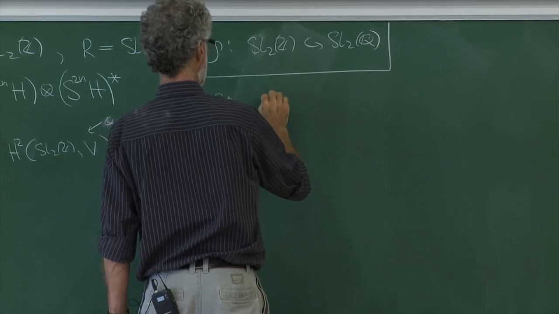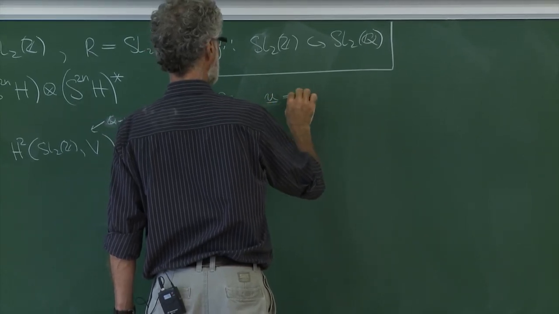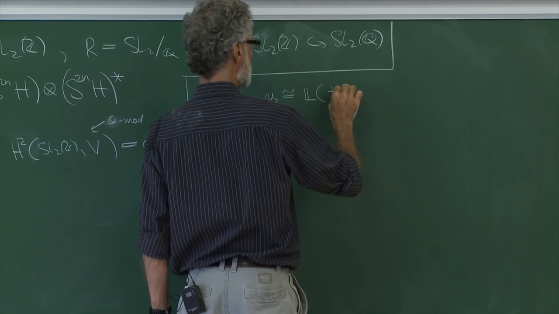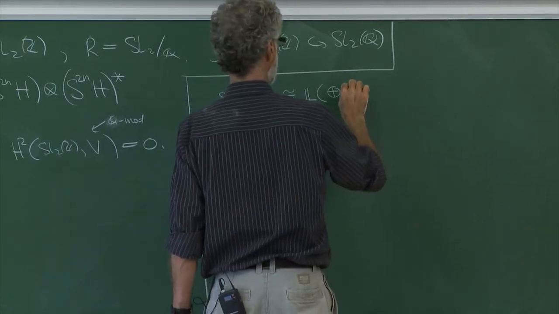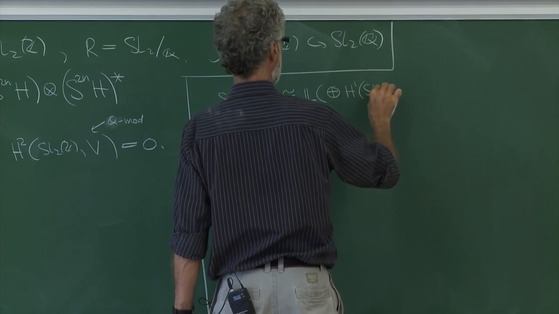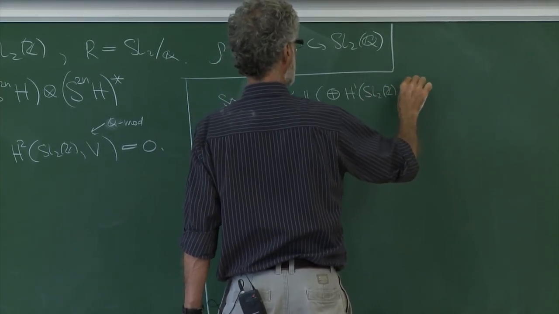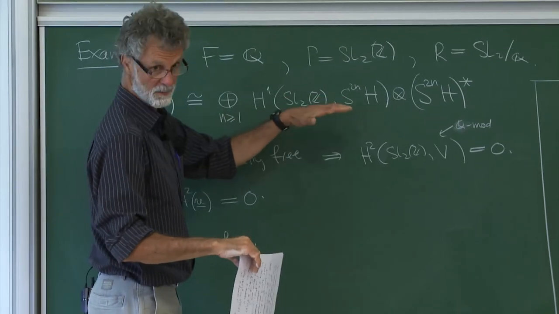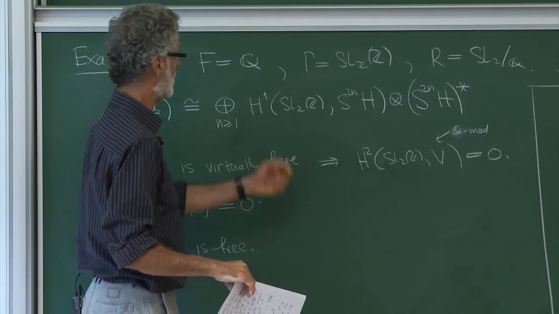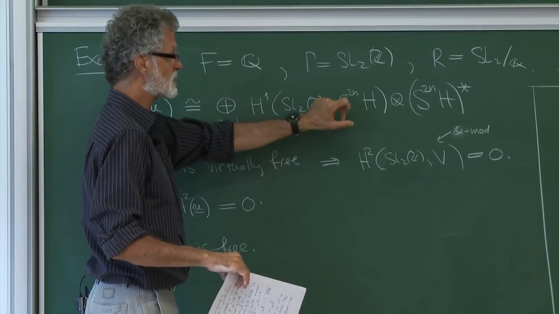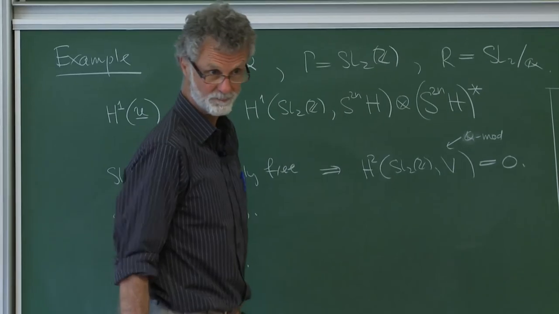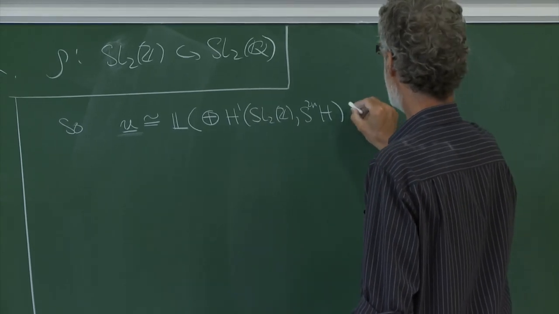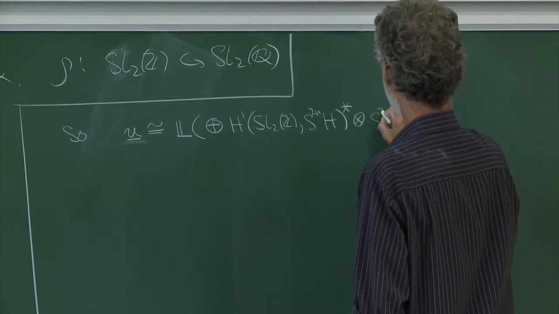Okay. So what we know, unnaturally, is that U is isomorphic to the free Lie algebra on the direct sum of H1 of SL2Z with coefficients in S2n H. I left out the odd powers, because the cohomology with odd powers vanishes, because the center of SL2Z acts non-trivially. There's a standard argument. Maybe I'll explain that in more detail next time. It's a one-line argument. But anyway, we're going to take the dual of that, tensored with S2n H.